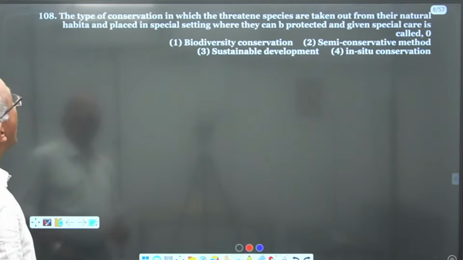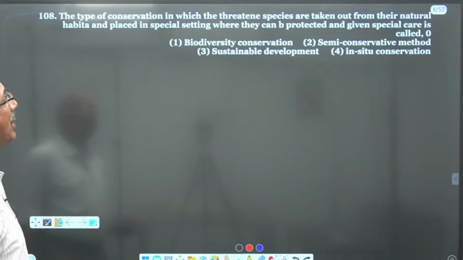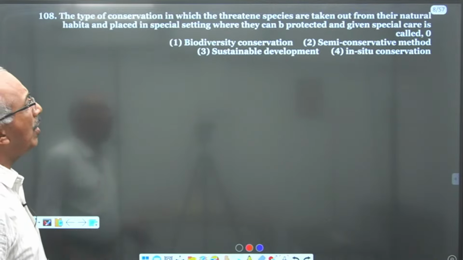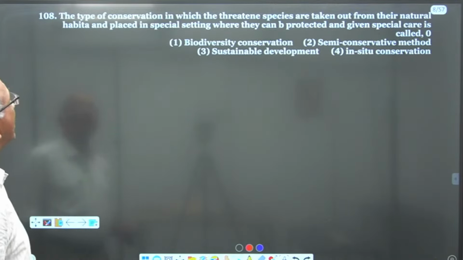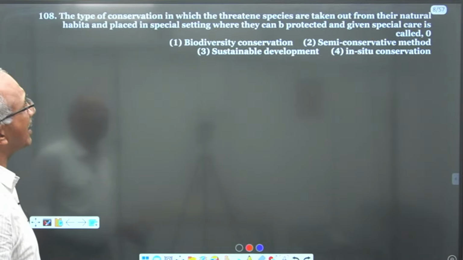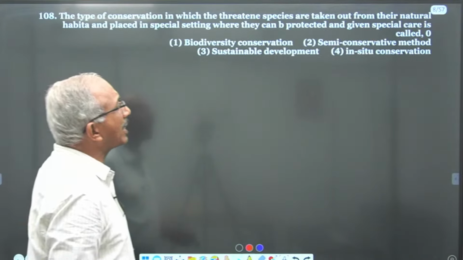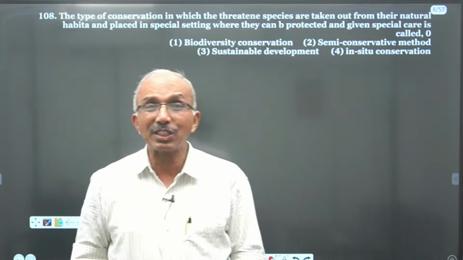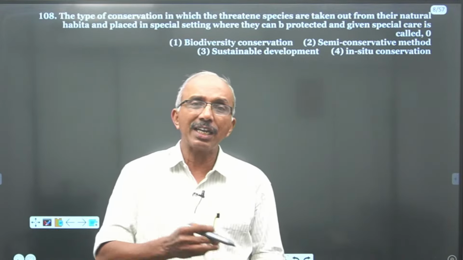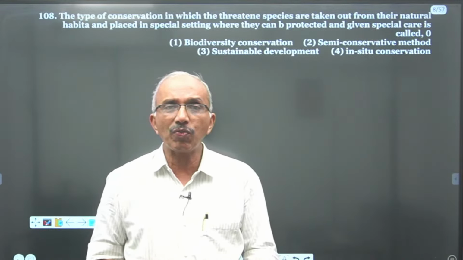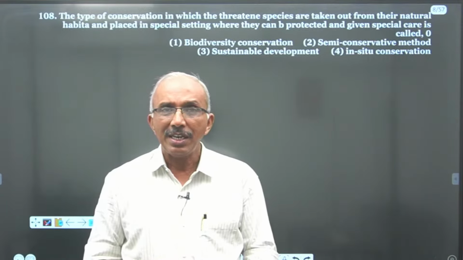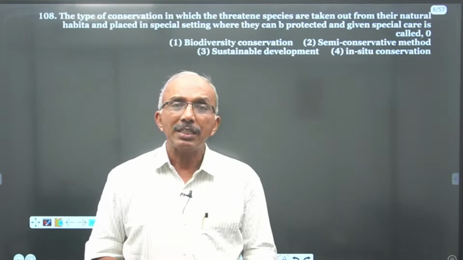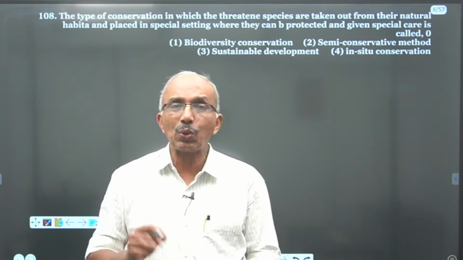Next, the type of conservation in which the threatened species are taken out from their natural habitat and placed in a special setting where they can be protected and given special care. Actually, it is ex situ conservation. A threatened species is taken out from the natural habitat and grown in a special arrangement or setup, that is actually ex situ conservation.